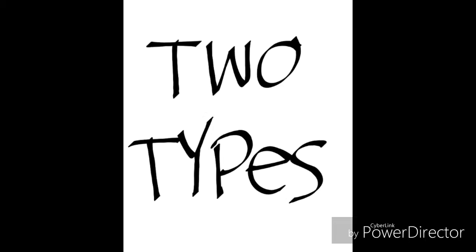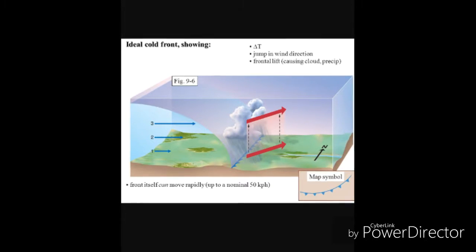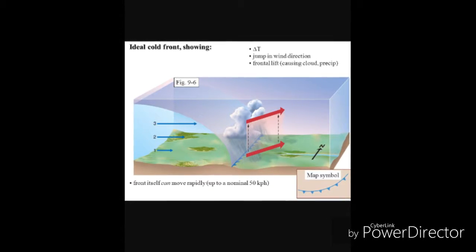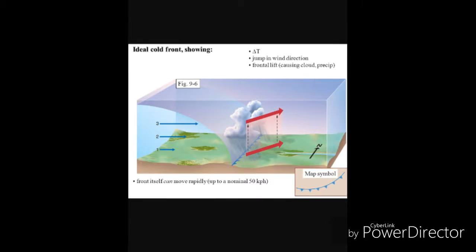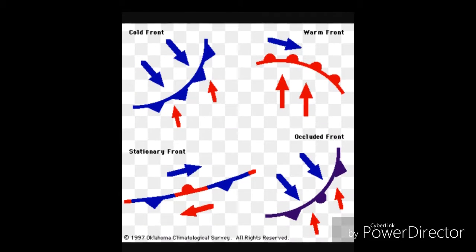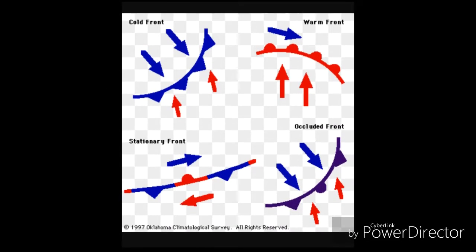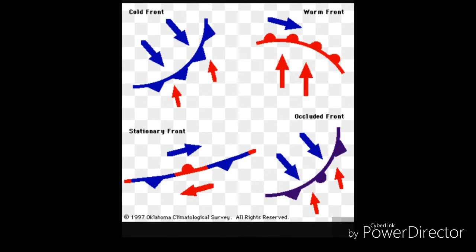A global wind pattern carries two types of air masses, warm air mass and cold air mass. The warm air mass and cold air mass can confront one another and create something called a front. There are four types of fronts: warm front, cold front, stationary front, and occluded front.